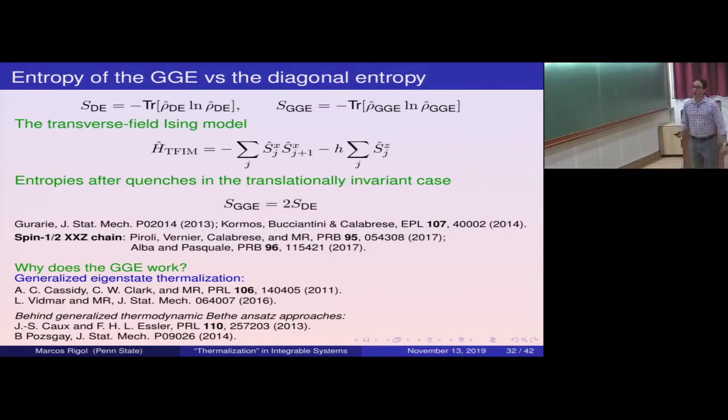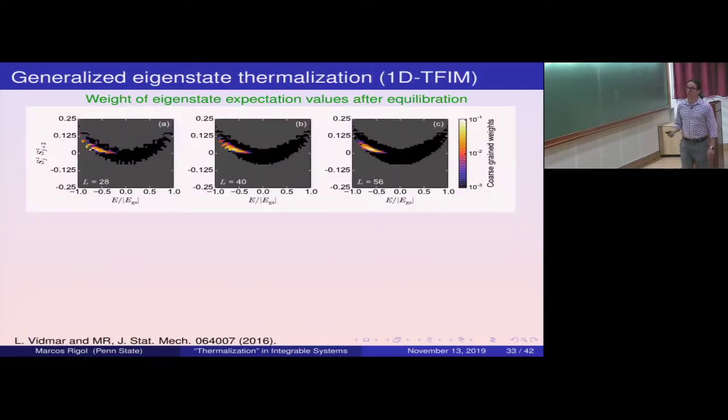Actually, this is what is behind these generalized thermodynamic Bethe-Ansatz approaches and this saddle point approximation, the way in which people find dynamics at long times using Bethe-Ansatz. So somehow that is behind that. If that would break, then all these Bethe-Ansatz approaches would break. Okay, so now let me show you that this actually works. I'm going to show you a picture and then an analytic result.